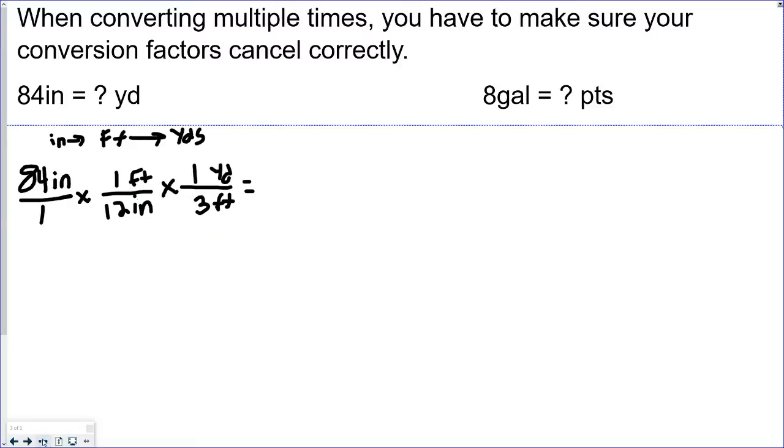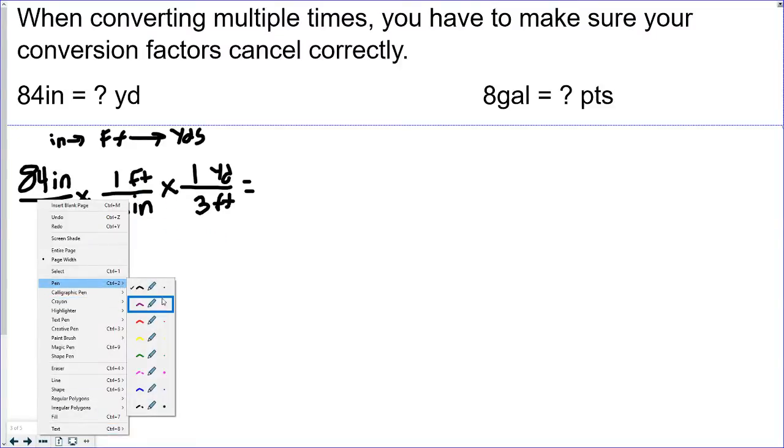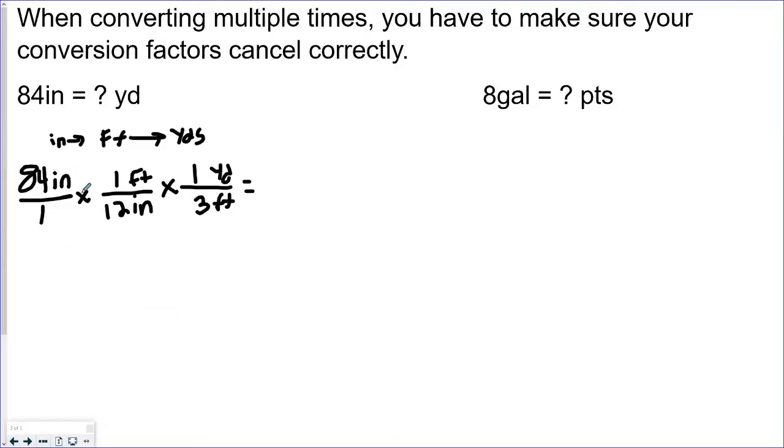So in this case, if I go through my canceling just to make sure I end up with the right label, remember the labels cancel if they're on top and bottom. So this cancels with this cancels with that, and the only label I have left is the label I want, which is yards. So when I do my arithmetic, I get 84 times 1 times 1, which is 84. And I get 1 times 12 times 3, which is 36. And this will indeed be yards. And if I actually do that division, so it's not a nasty little fraction, I end up getting about 2.3 repeating yards.